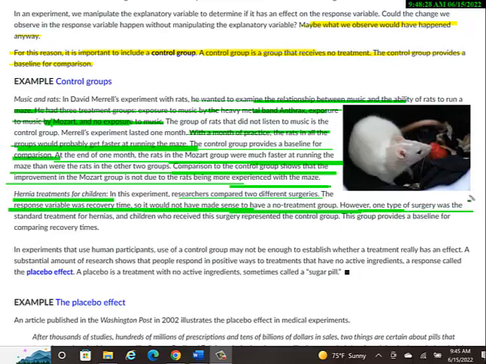But one type of surgery was the standard treatment for hernias, and children who received that surgery represent the control group. Since they're trying to prove that a new type of surgery may or may not be better than an old type of surgery, the control group is the children who are getting the old type of treatment. They're just getting the standard type of surgery that they would always get no matter what. Since they're not introducing a new type of surgery to those children, they would be the control group. They provide a baseline for comparing recovery time.